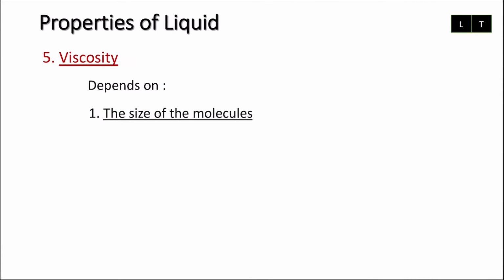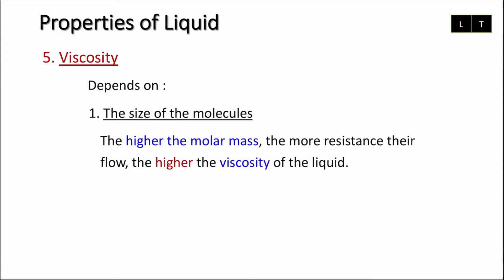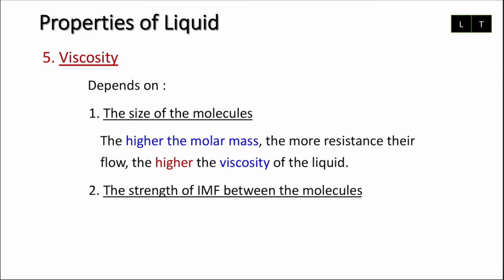Ada 2 faktor that affect the viscosity of the liquid. Yang pertama adalah size of the molecule. If your molecule has bigger mass, the molecules has more resistance to flow, then higher viscosity of the liquid. The second factor adalah strength of IMF between the molecules. Sekiranya molekul mempunyai stronger IMF, hence the viscosity increases.